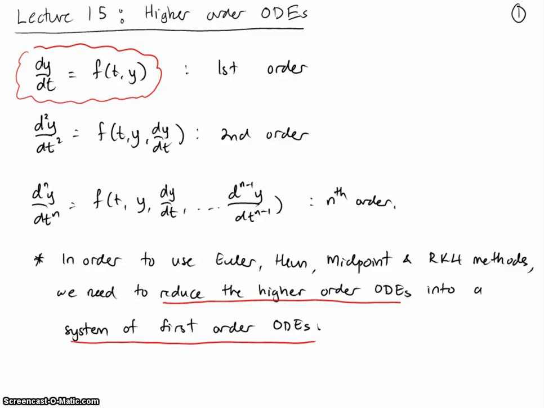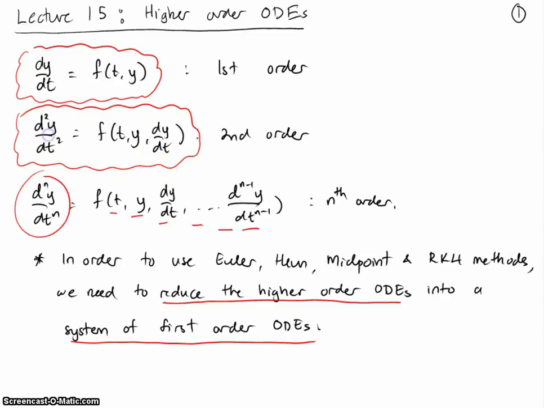Now what happens if you have higher order ODEs? What happens if you have functions like this, where instead of dy/dt you have a second order derivative of y with respect to t? In this case we have a second order ODE. If you generalize to your nth order, then d^n y/dt^n is essentially a right hand side function that can be a function of t and y, as well as the lower order derivatives of y.